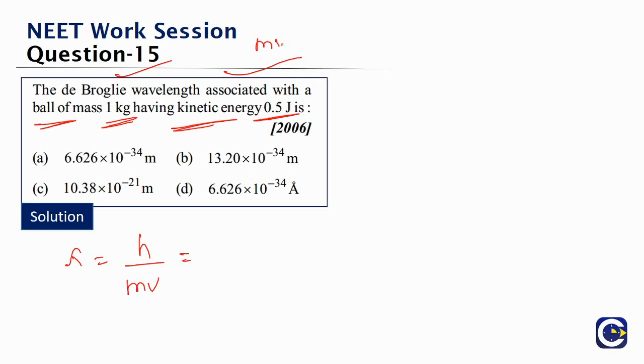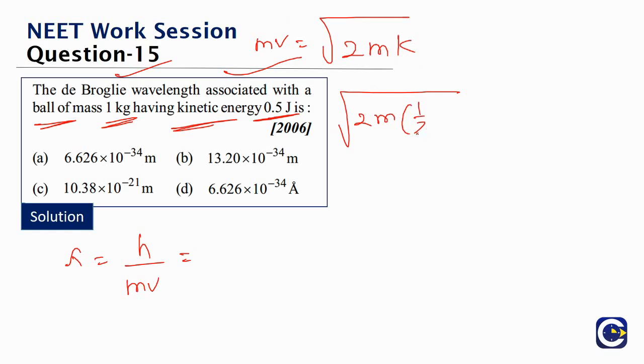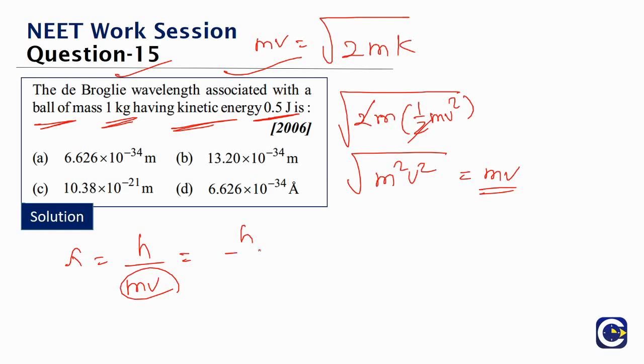See, momentum, right? Mass into velocity can also be written as root of 2mK. K represents what? Kinetic energy. How? Root 2 into m into kinetic energy, which is half mv square. So we can see 2 and half are cancelled. It is root of m square v square, which means mv only, no? So in case of the de Broglie wavelength, we can have an alternative formula: h by root 2mK, where m represents the mass of the object and K represents its kinetic energy.